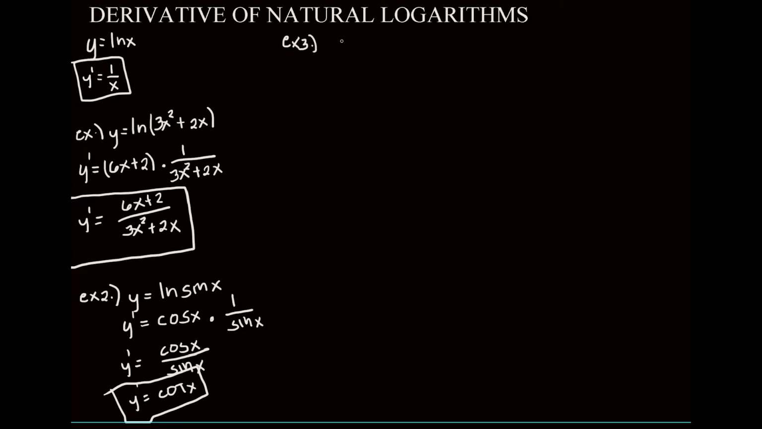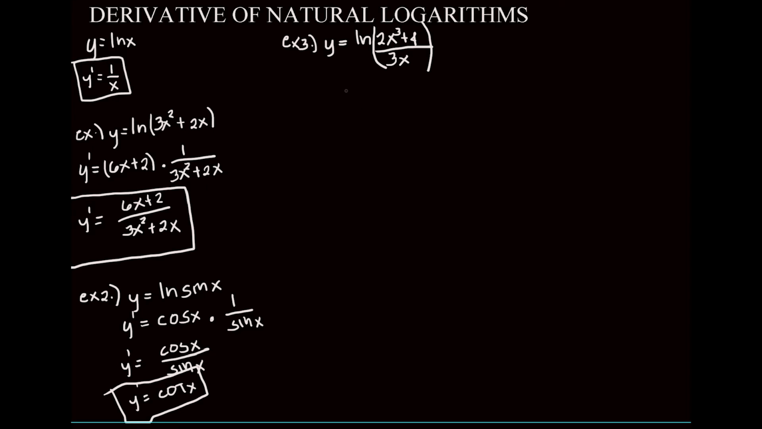So we're going back to our polynomials. We now have y is equal to the ln of 2x cubed plus 4 over 3x. So it's the ln of 2x cubed plus 4 over 3x.